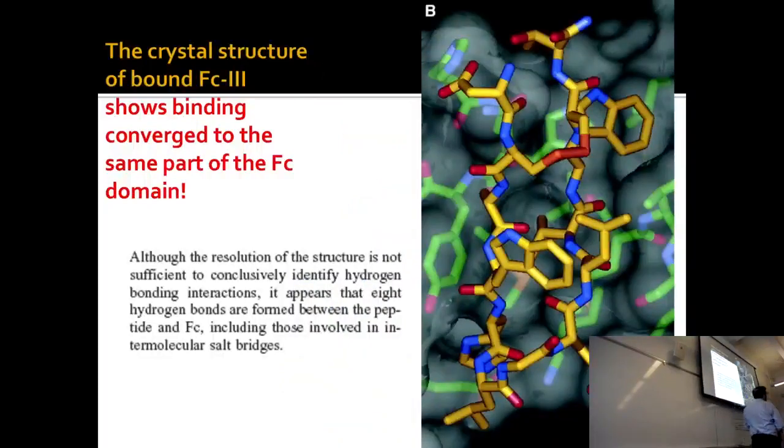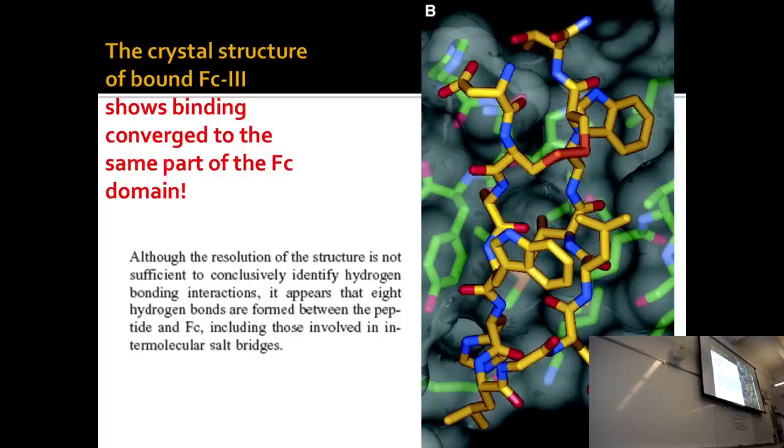And so when you zoom in on that, here's the crystal structure of the peptide itself. You can see the cysteines bound in a loop. You can even see the tryptophan that's in the GELVW sequence that they had in the middle there. And they showed that the binding sort of converged to the same part. Now it's important to point out that you can't conclusively identify hydrogen bonding interactions. The resolution was just too low. But they went ahead and identified them anyway.